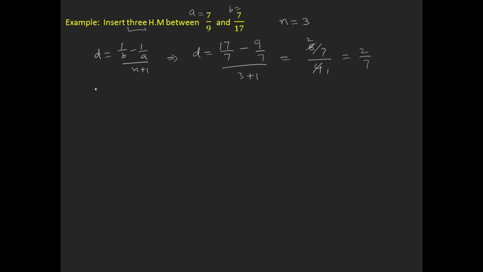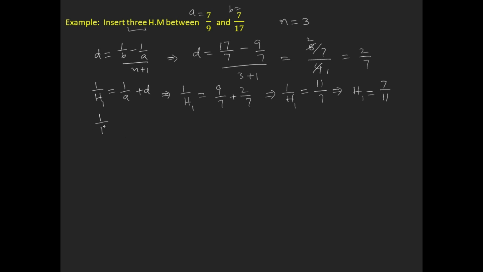Now the first harmonic mean: 1 over H1 is 1 over A plus D. 1 over A is 9 divided by 7 plus D, and D is 2 by 7. So 1 over H1 is equal to 11 divided by 7. So H1 is 7 divided by 11.